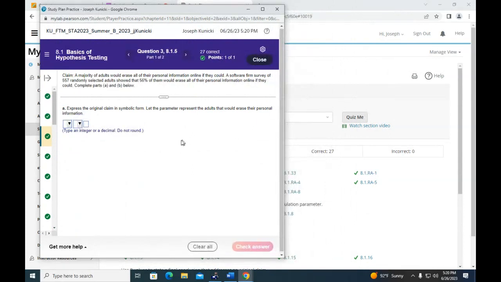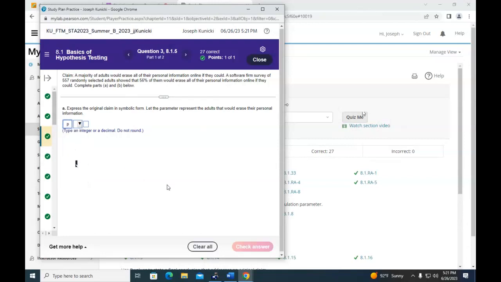All right, so the claim. The majority of adults will erase all of their personal information online if they could. Now, you've got three choices, and one of them you can eliminate right away. You can eliminate sigma, remember I told you. So it's either going to be a mean or a proportion. So what are we talking about here when we say a majority of adults? Proportion. So it's a P, so we say P.